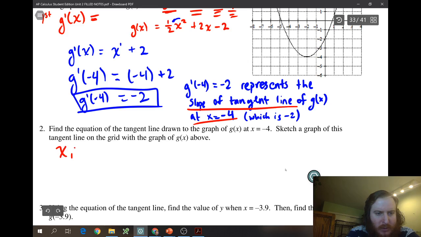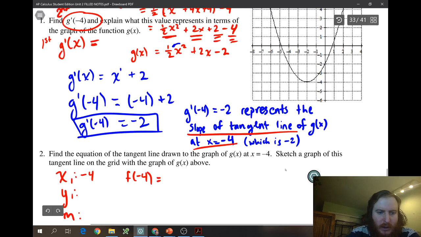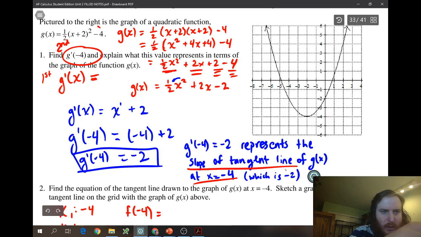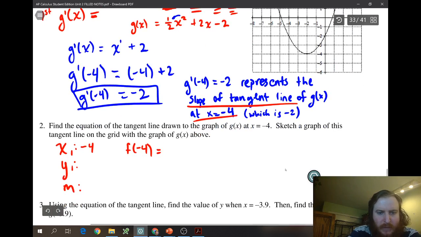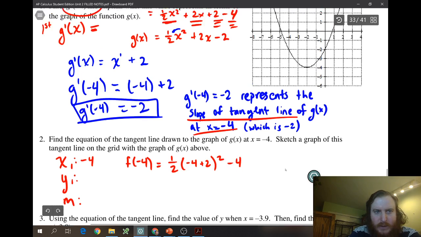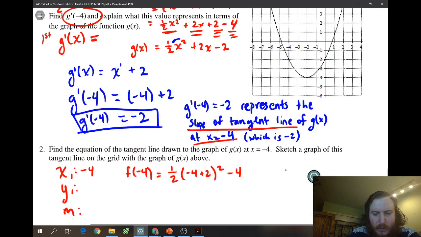We're always going to put x1, y1, and m whenever we see the equation of a tangent line. So x1 is -4. To get y1, we plug into the original. So f of -4 in our original, and really you could do g. You can either plug it into where we expanded it out, or where it was factored. Either way works. I'm going to do the factored way. So 1/2 times -4 plus 2 squared minus 4, right? 1/2 times x plus 2 squared minus 4.